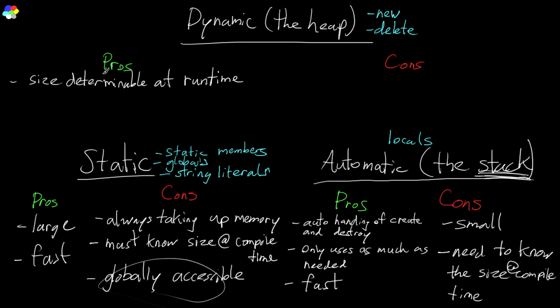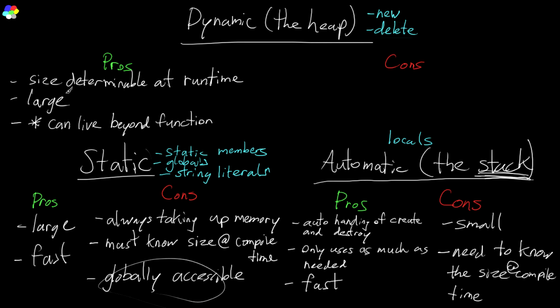Now, the major pro of dynamic allocation is that it is dynamic. The size is determinable. You can determine the size at runtime. You don't have to know it ahead of time. You can decide when you're running the program how much you want, which is not possible with static or automatic. Another pro is obviously you can get a lot of memory this way. You're not limited like you are on the stack.